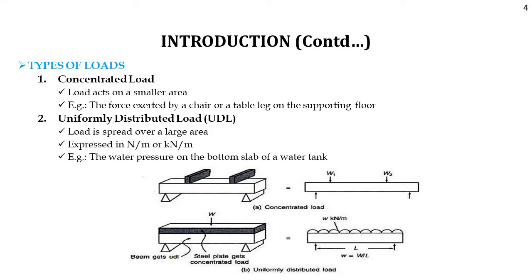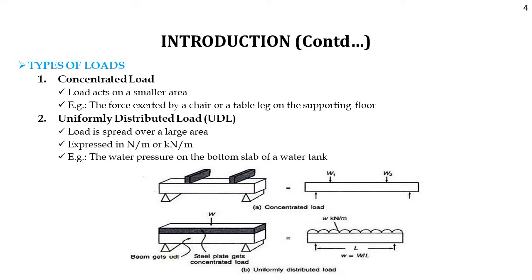Types of loads. They can be mainly classified into concentrated load, uniformly distributed load, uniformly varying load and concentrated moment. The first one is concentrated load. This type of load acts on a relatively small area. Example, the force exerted by a chair or a table leg on the supporting floor. Figure A shows a beam in which concentrated load is acting.